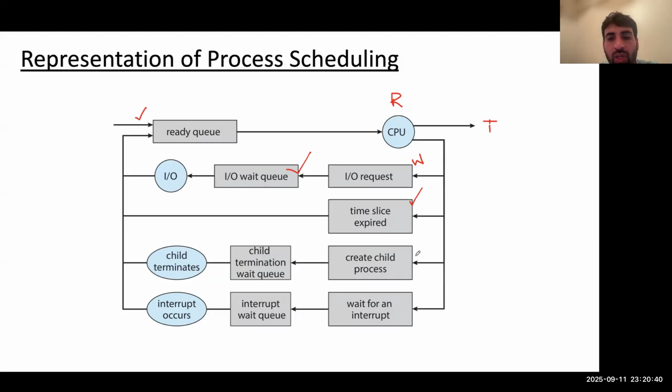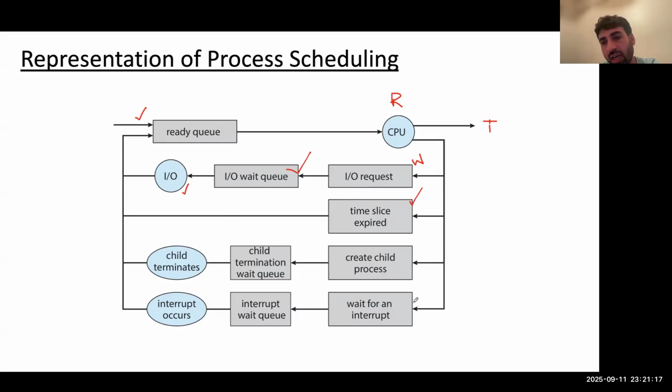Another thing which can happen is that a process creates a child process, and then after creating the child process, it waits for the child process to complete its execution. So again, it is waiting, and it will be put in a queue. When that child terminates, the parent will be placed back into the ready queue. And I forgot to explain this part: when the IO completes, that process will be moved from the wait queue to the ready queue.